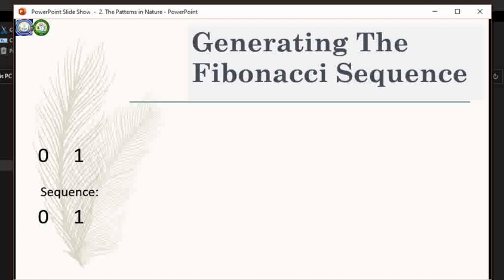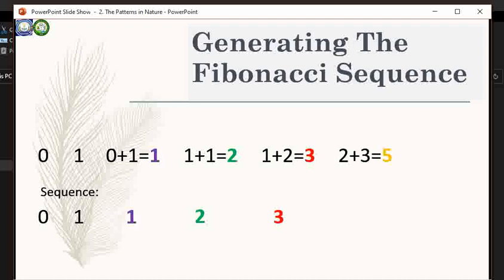So what do we do? We add 0 and 1, the first two terms together, and we shall have 1 that comes after our sequence. Then the next two terms would be 1 plus 1, that means 2. And then 1 plus 2, we have 3. If we need to continue, we will just add the two previous terms to create the next term.